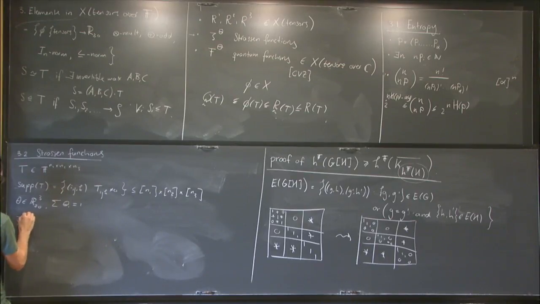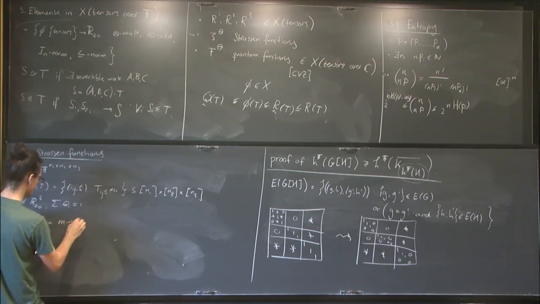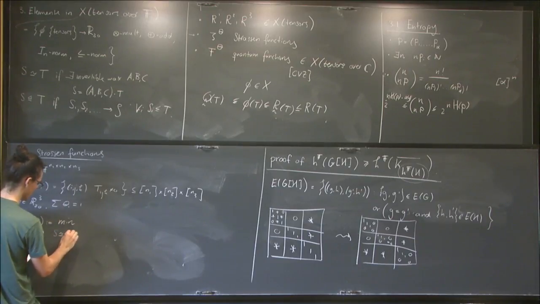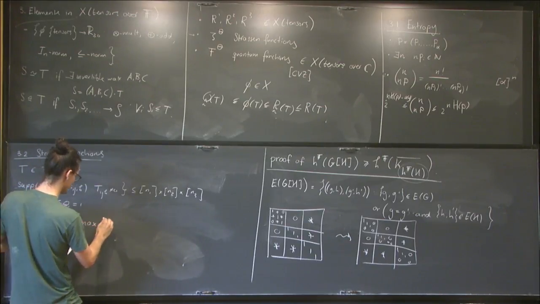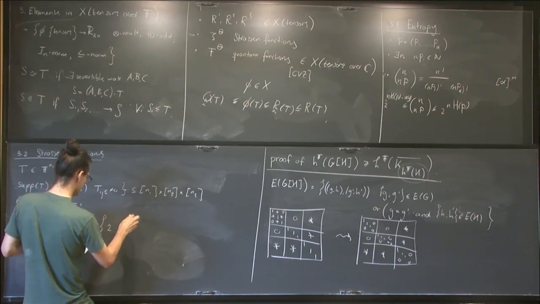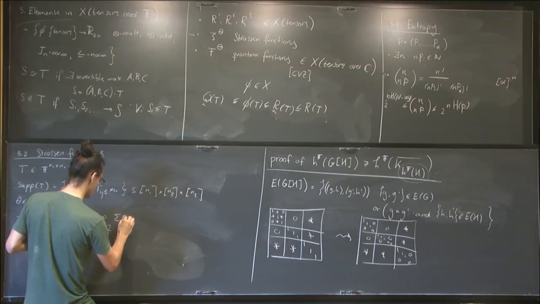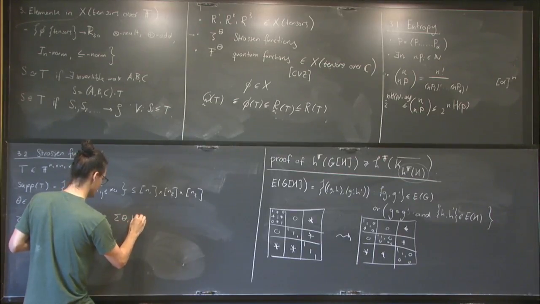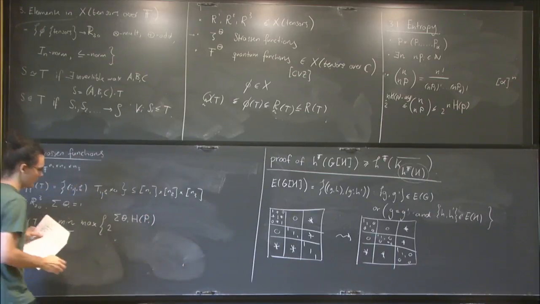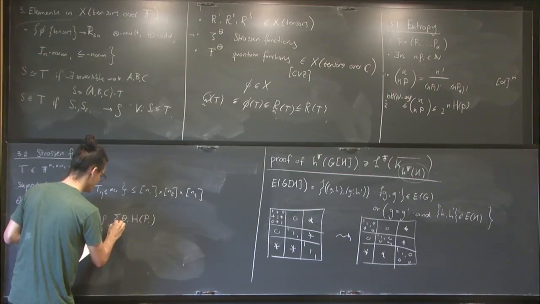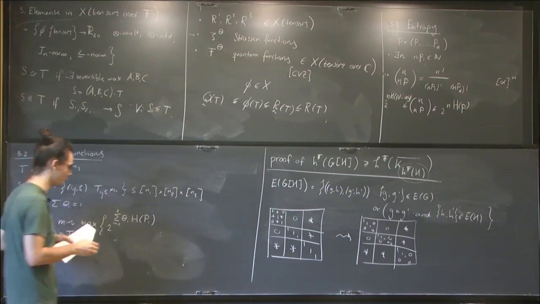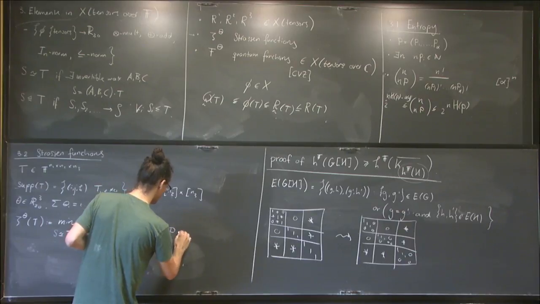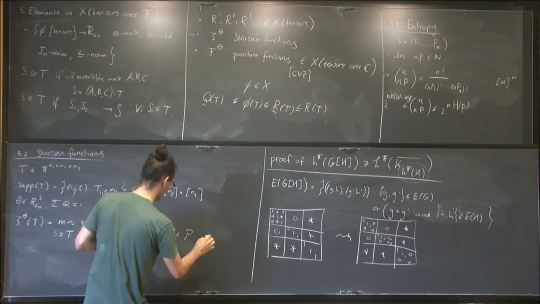So zeta theta at T is a minimization over all S that are isomorphic to T of a maximization of this function here, which is in terms of entropy. So it's a theta-weighted average of the entropy of P_i, some probability distribution, where i goes from 1 to 3. So what are these P_i's? They are the 3 marginal distributions of some probability distribution on the support of S.